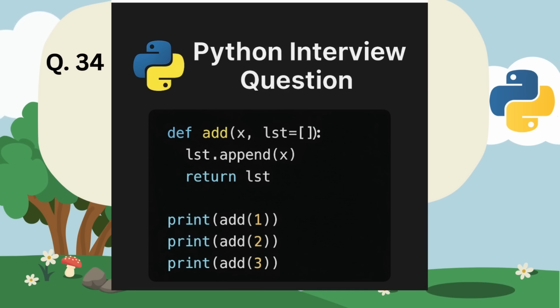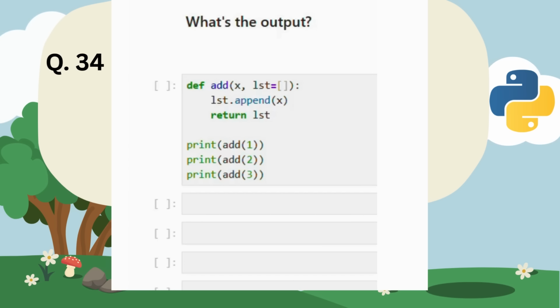What do you think the output will be? Pause for a moment and comment below your answer. Most people expect 1, 2, 3. But that's not correct. Here's why.